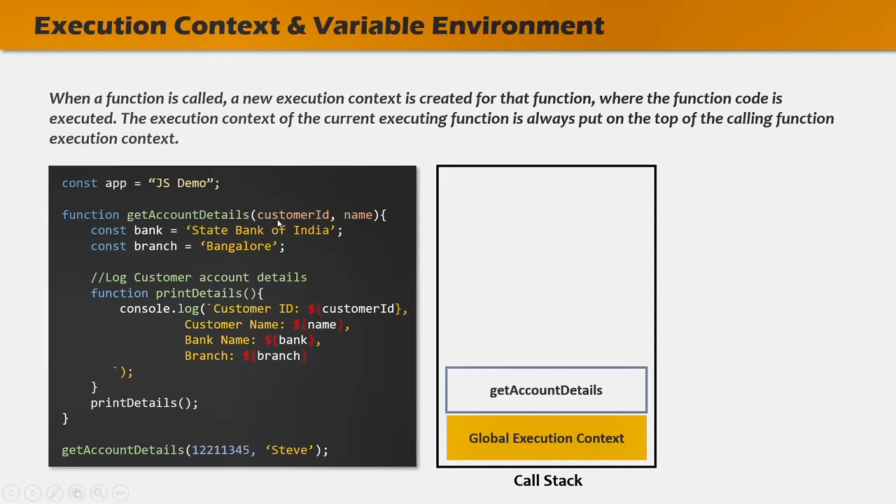It is going to store the values of the customerID and name parameters. It is going to store the values of the bank and branch variables, and it is also going to store a reference to this printDetails function. And when this printDetails function is called here, an execution context will be created for it too, storing all the information about this printDetails function. So this is how an execution context gets created for each function whenever that function is called, and there the code of that function gets executed.